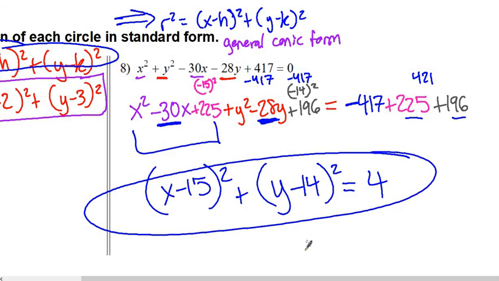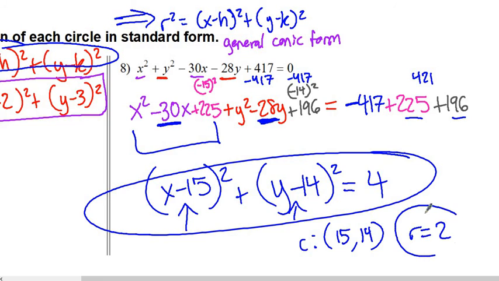So there is our circle. The center would be at the point: what makes that 0? The answer is 15. What makes that 0? The answer is 14. And the radius is 2, because that number 4 is the radius squared. So that is how we would write the equation of a circle if they give it to us in what's called conic form. We have to complete the square.